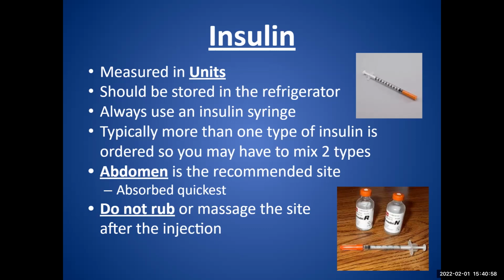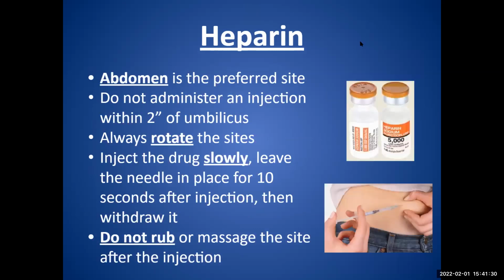Usually when we're giving insulin in the hospital, as a nurse, we're giving two different types and typically mixing them. One is a short acting and one is a long acting, just for your information. The abdomen is usually the most common site and easiest to get to, and even the skinniest of patients have adipose tissue, and it's absorbed more quickly there. And you're never going to rub or massage the site after the injection, especially with heparin. Again, abdomen's the preferred site.